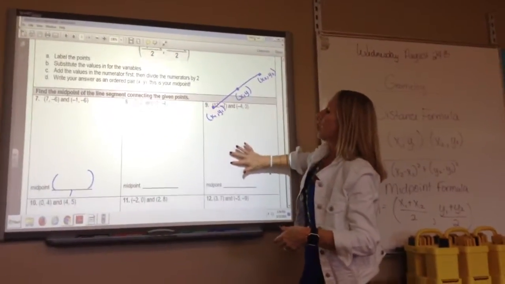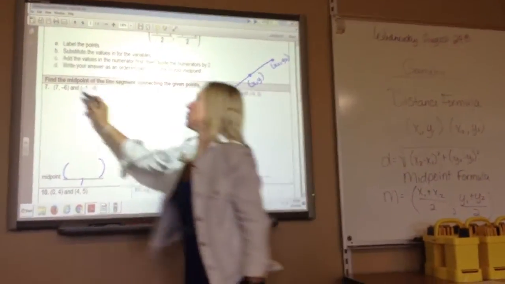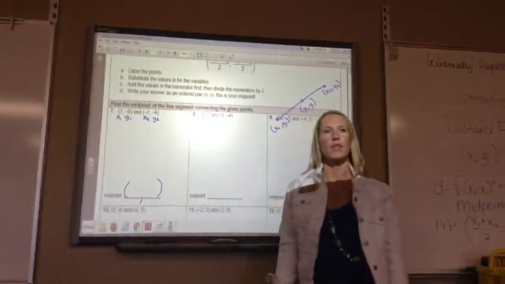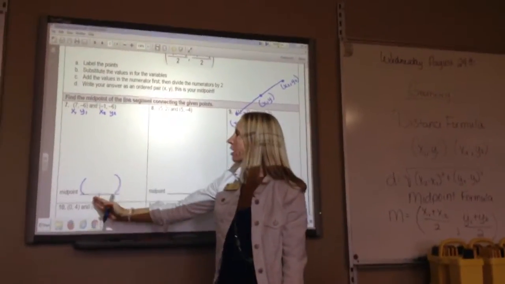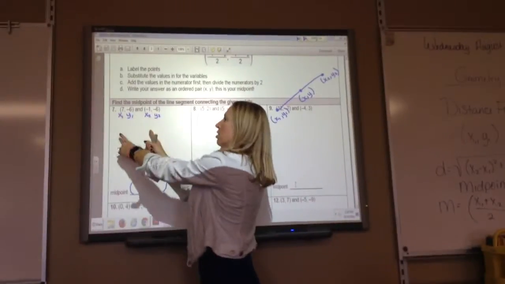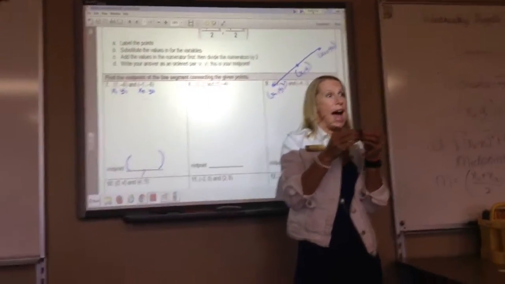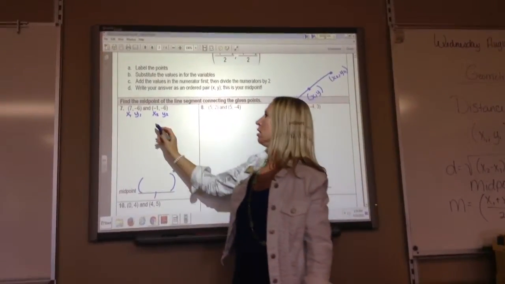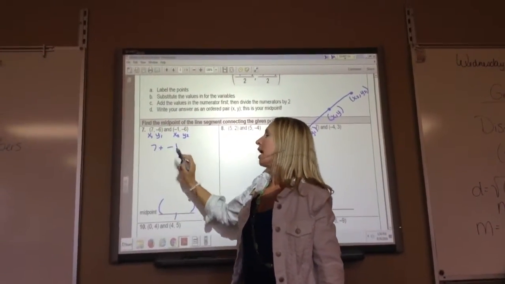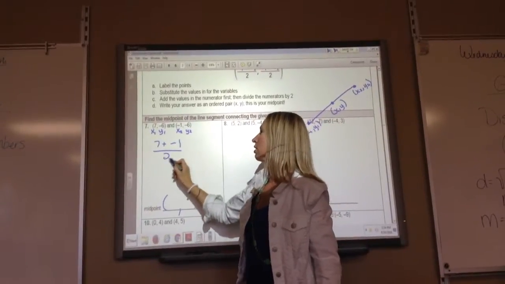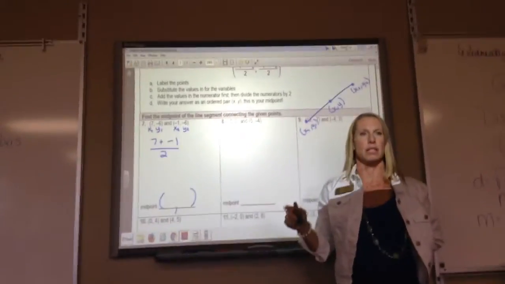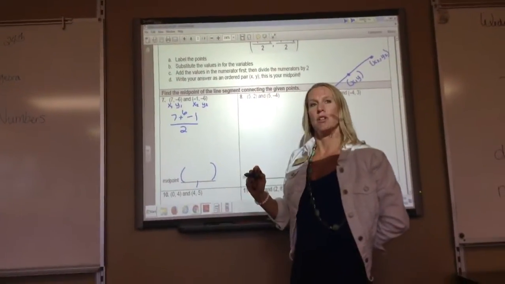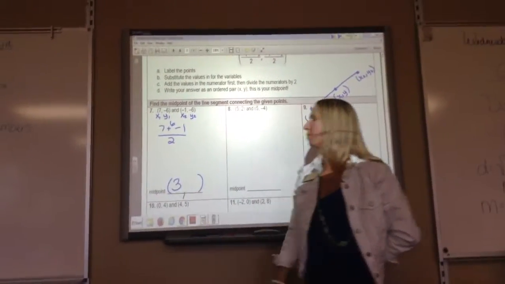So, for example, on this one, I have x1, y1, x2, y2. To get my x coordinate, I have to take my x numbers and find the average. So I'm going to add them together and divide by 2. So what are my x numbers? 7 and -1. I add them together, and since there's 2 numbers, divide by 2. What is 7 plus -1? 6. And what's 6 divided by 2? 3. That's not too bad.